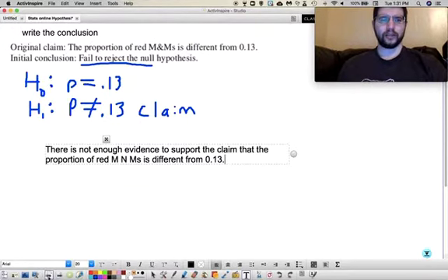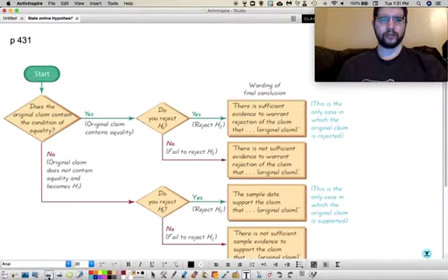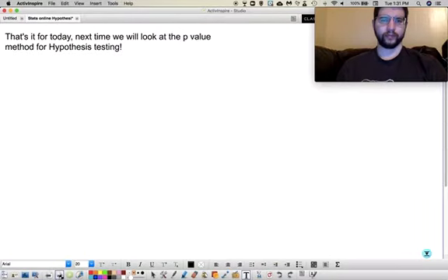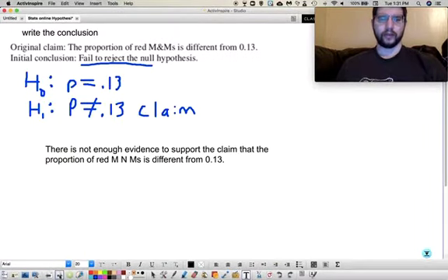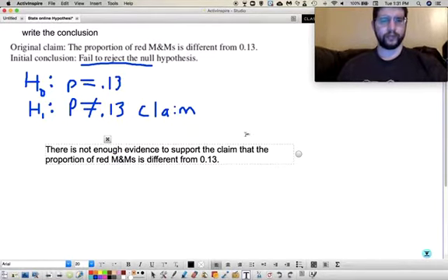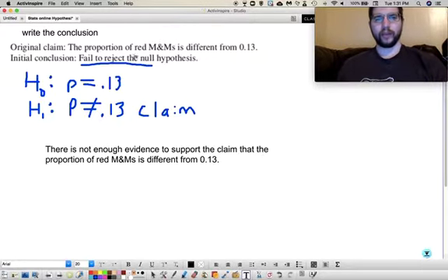Let me go back to that chart. There it is. So our claim was in the alternative. We failed to reject the null. That means there is not enough evidence to support the claim. You need to know this. This must be memorized. There's 4 different cases. You got to know each one. Okay? So I guess I can change this to an ampersand. There. That would be the conclusion.